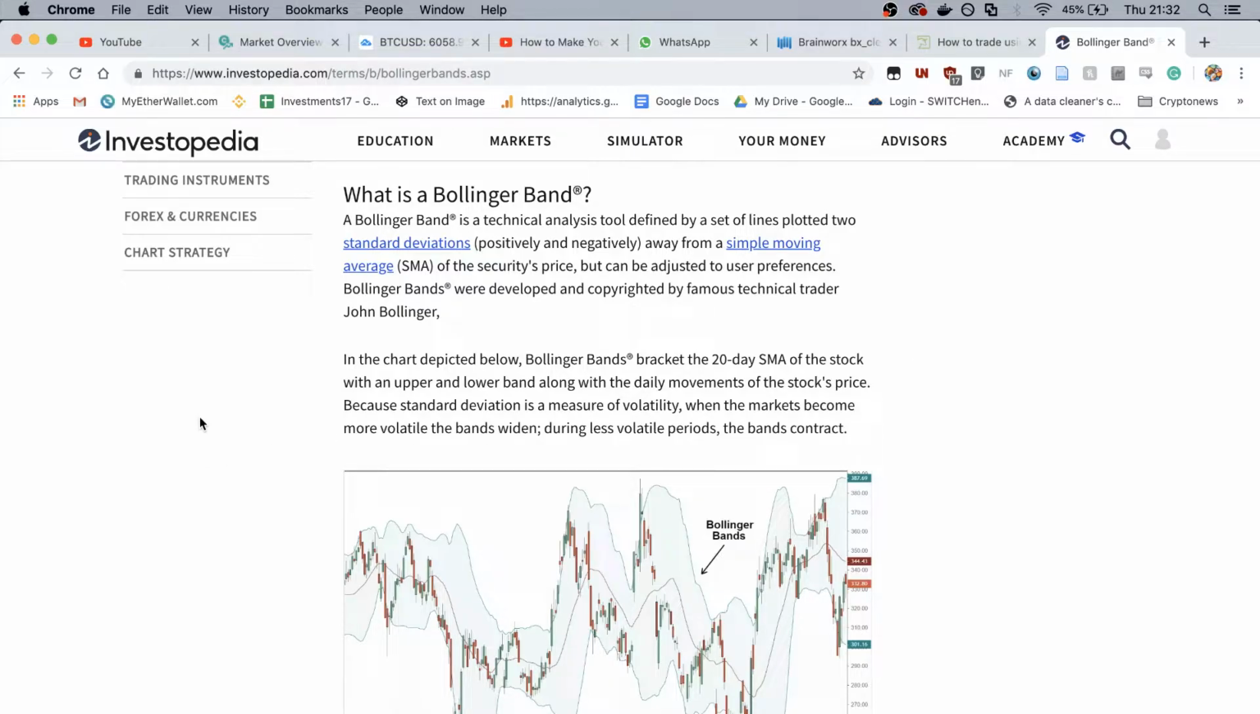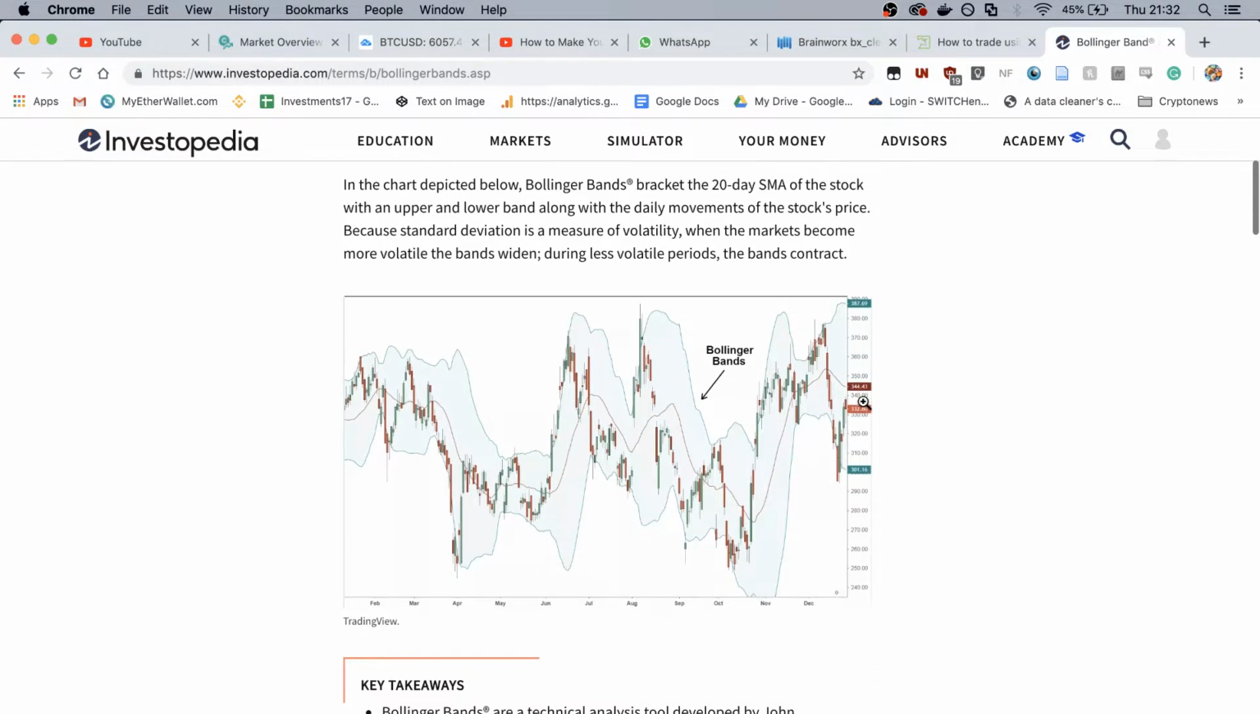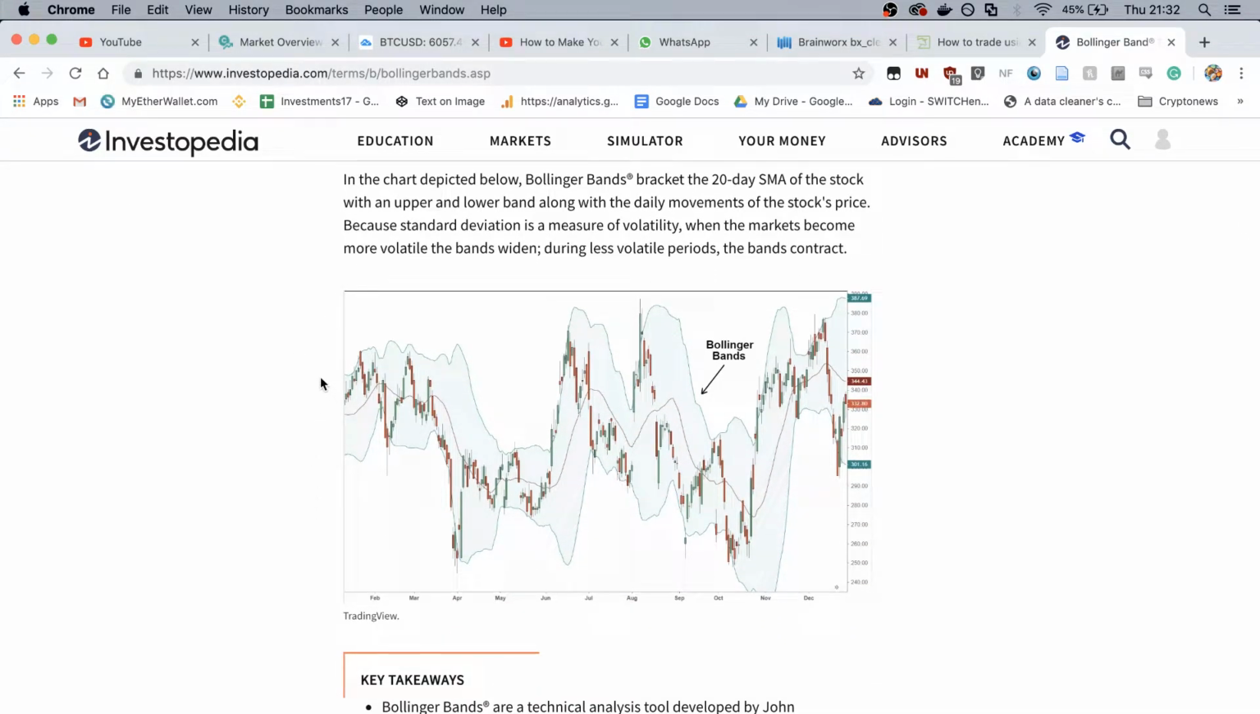So a Bollinger Band is a technical analysis tool defined by a set of lines plotted two standard deviations away from a simple moving average (SMA) of the security's price or cryptocurrency price, since we're looking at cryptocurrencies. So here you've got a chart with some Bollinger Bands, as you can see. There's a top band and a bottom band and a line in the middle, which is a simple moving average.